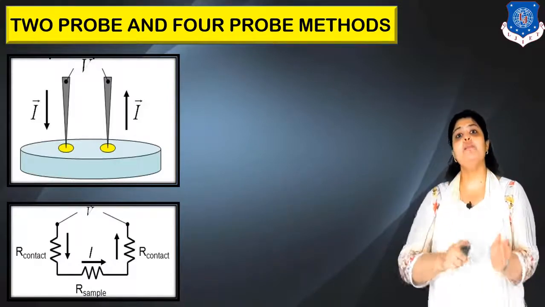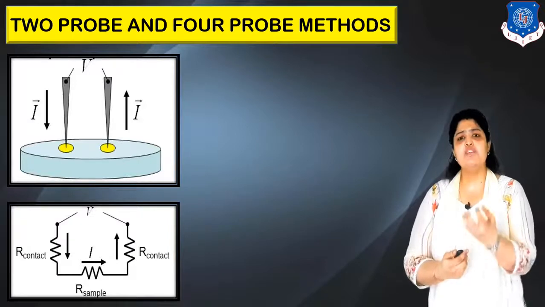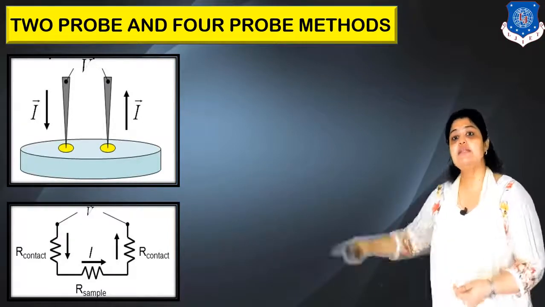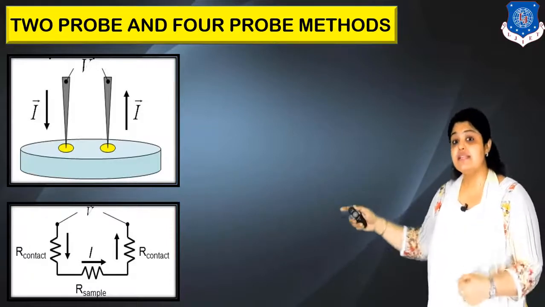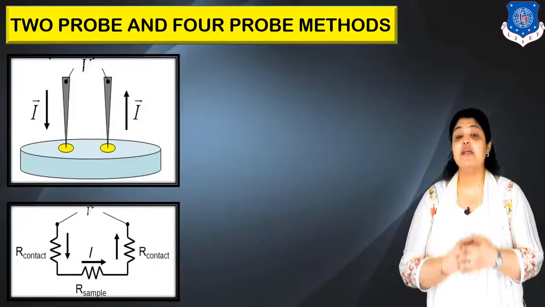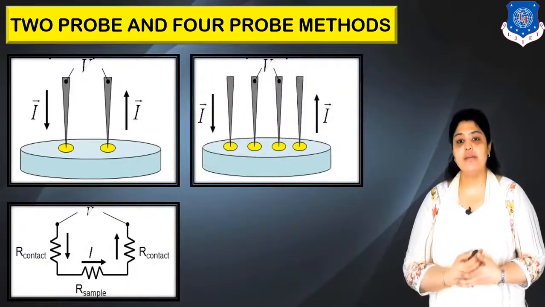This is okay if you are measuring higher values of resistances, but sheet resistance is a property which has a very, very low value. If measuring sheet resistance by this method, there will be a disadvantage that the contact resistance and probe resistance is added because we use only two connectors. Now let's see what a 4-probe method is.